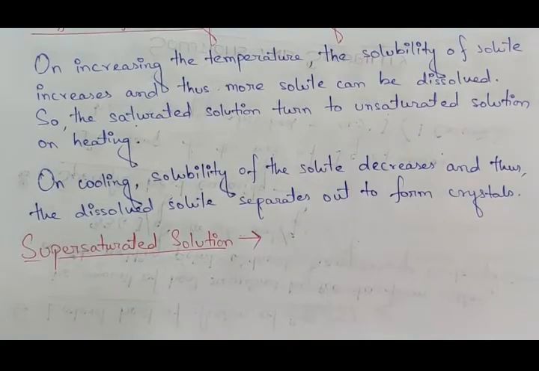We can prepare the supersaturated solution by heating the saturated solution, because on heating we have said that a saturated solution will turn to an unsaturated one. So if we heat the saturated solution, then we can add more solute, and then again if we cool that solution, at room temperature more solute is now present in that solution, and now that solution will be called the supersaturated solution. Is it clear to you?